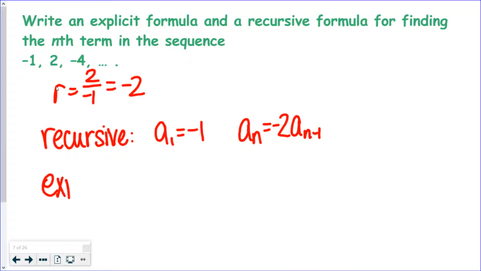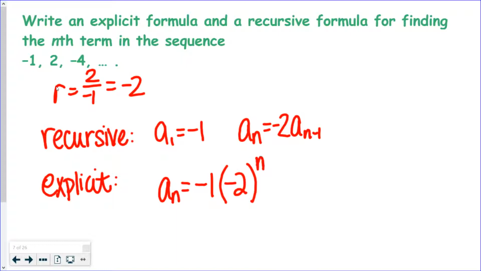For the explicit formula, we're going to use the one that we were just talking about on the other page. So a sub n has the first term in it as well. We put it outside the parentheses. Inside the parentheses is going to be my common ratio raised to the n minus 1 power. So notice for recursive and for explicit, you've got to have that first term. It's in there somewhere. Here it says negative 1, and then for each term that comes after it, multiply by negative 2. And that's what this one is saying: negative 1 times negative 2 to the n minus 1 power.